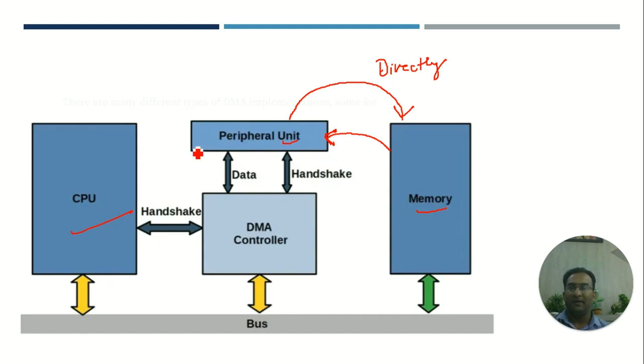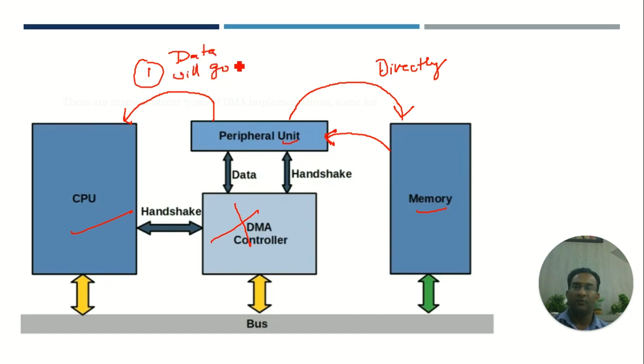Let us suppose this peripheral unit wants to send the data to the memory. If there is no DMA, how will this communication take place? First of all, the data will go to the CPU. In the first step, from the peripheral unit, the data will go to the CPU. Then from the CPU, using the data bus, the data will go to the memory. This is the scenario if there is no DMA controller.